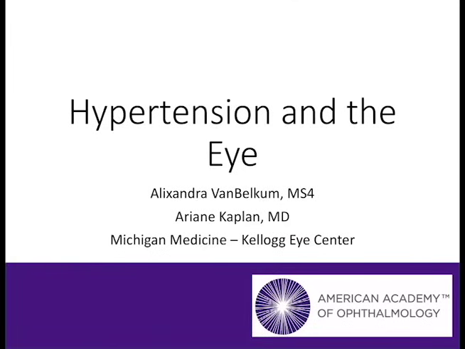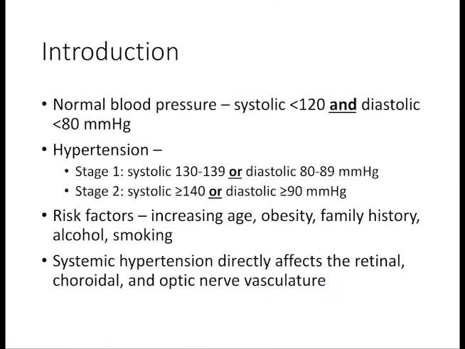As an introduction, normal blood pressure is a systolic of less than 120 and a diastolic of less than 80. Patients who have a systolic between 130 and 139 or a diastolic between 80 and 89 have stage 1 hypertension. Patients with a systolic greater than or equal to 140 or a diastolic greater than or equal to 90 have stage 2 hypertension. Risk factors include increasing age, obesity, family history, alcohol, and smoking.